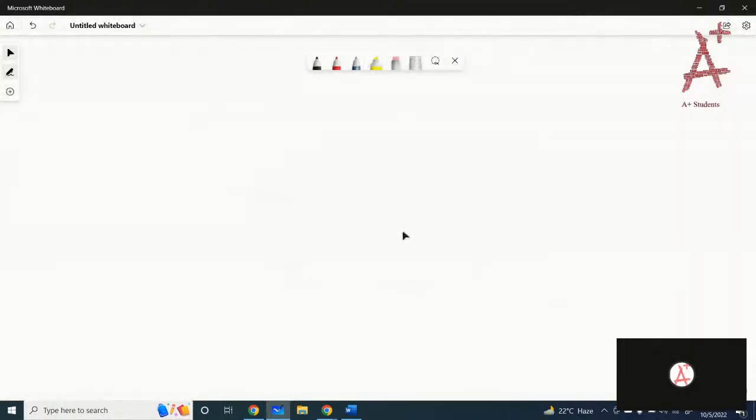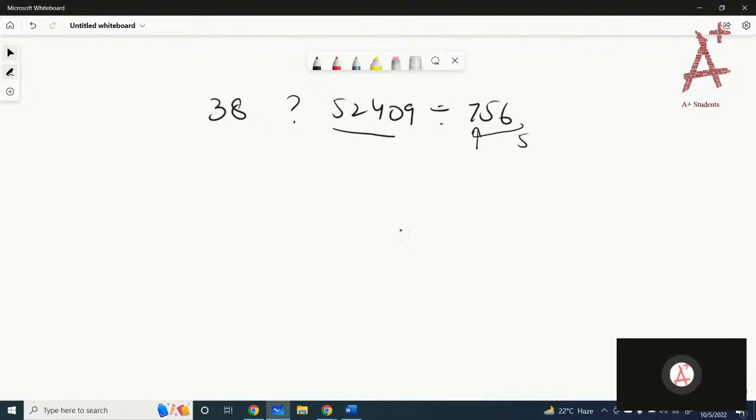Okay, the next one is 38 and 552,409 divided by 756. So you have to round off the number to the nearest hundred. Just look at this digit first. You have 756. So 7 is at the hundreds place. Just look at the tens place. 5 equals 5. That means you have to round up. It would be rounded to 800.